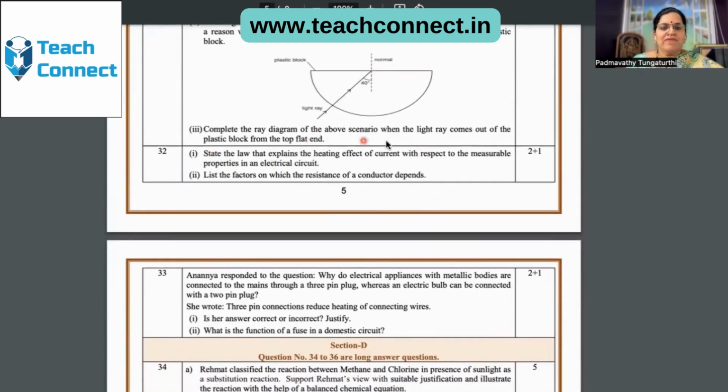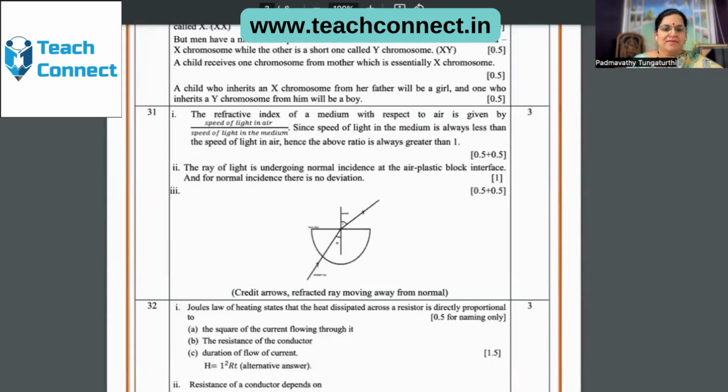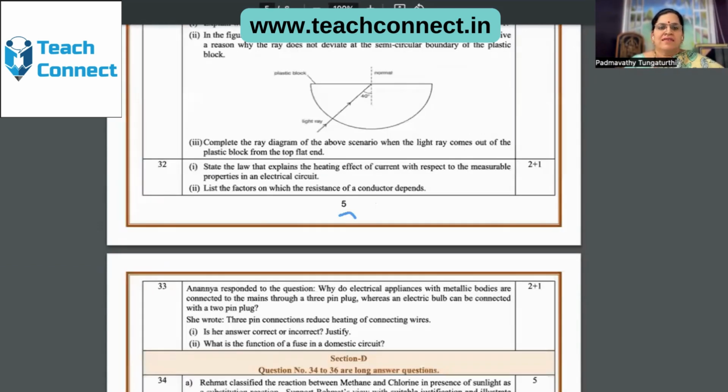Complete the ray diagram of the above scenario when the light ray comes out of the plastic block from the top flat end. How does it come out? It just goes straight, right? Let us see the answer. This is again 40 degrees over here, because angle of incidence is equal to angle of refraction. This angle is again 40 degrees. Okay, now let us see.